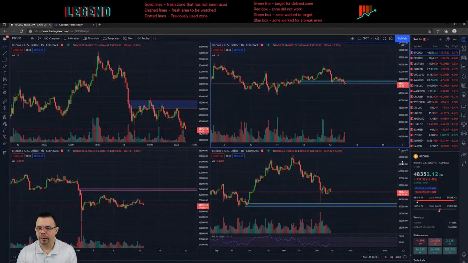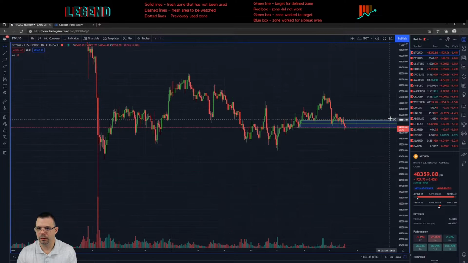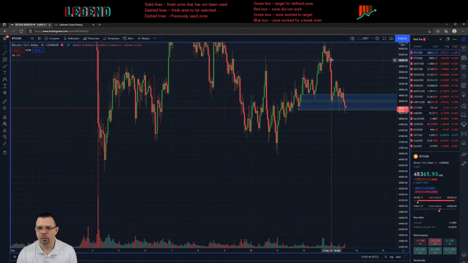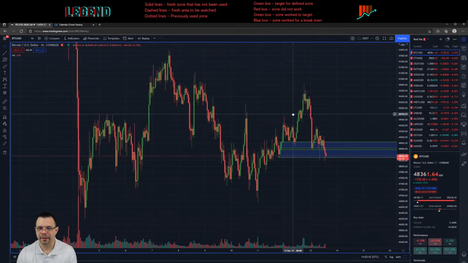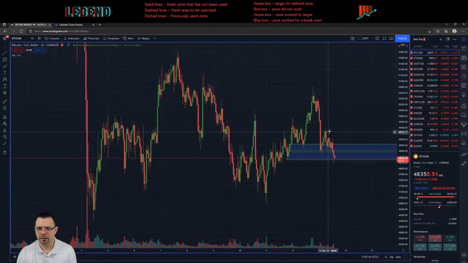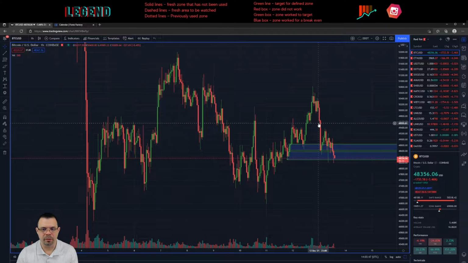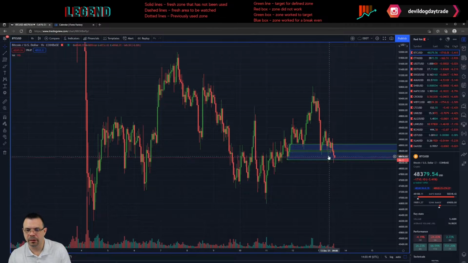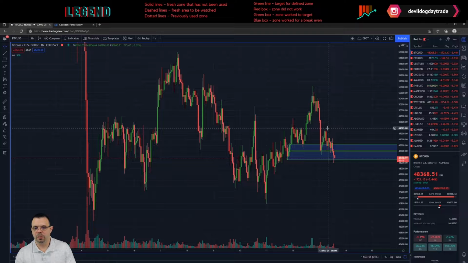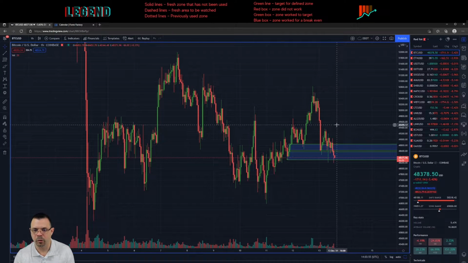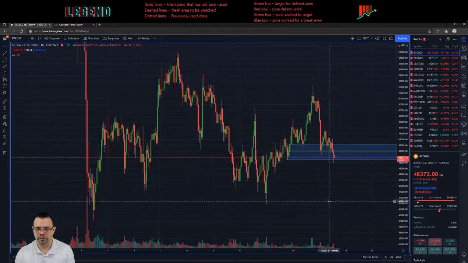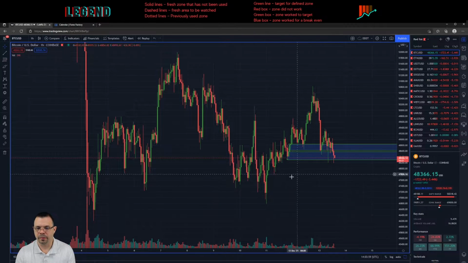On an hourly one, you'll see this first zone here worked very, very well last night, and came right up. I mean, very, very good trade there. The second one had a little bit smaller profit target, but did work as well. And now we've gone through this area, and there's nothing else below here on the 60-minute until we get down to that daily time frame.